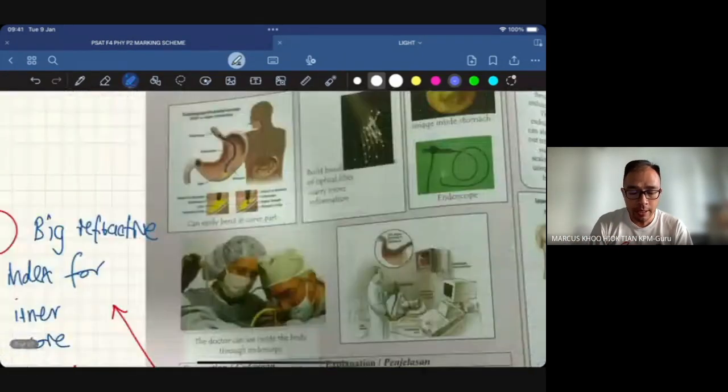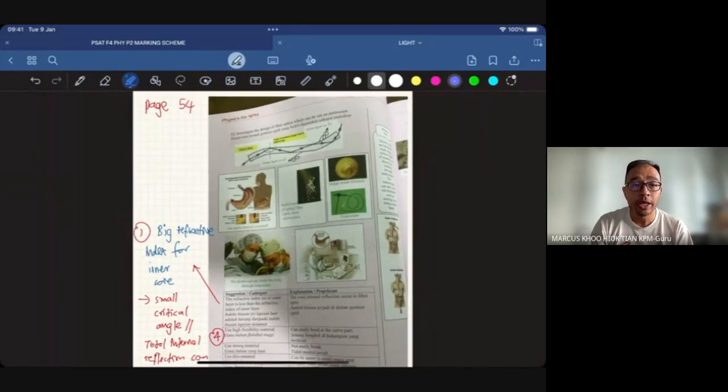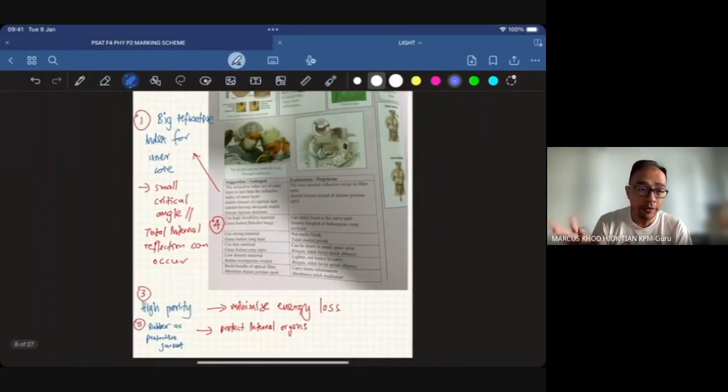Now, the answer for this can mainly be found on page 54 of the black book. You can actually find this over here. I'm just going to skim through this. If you have your black book, you can take it down.